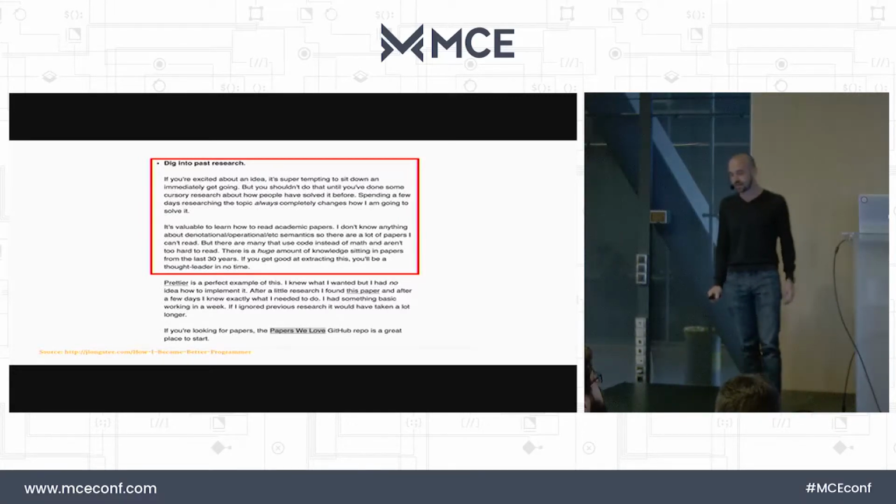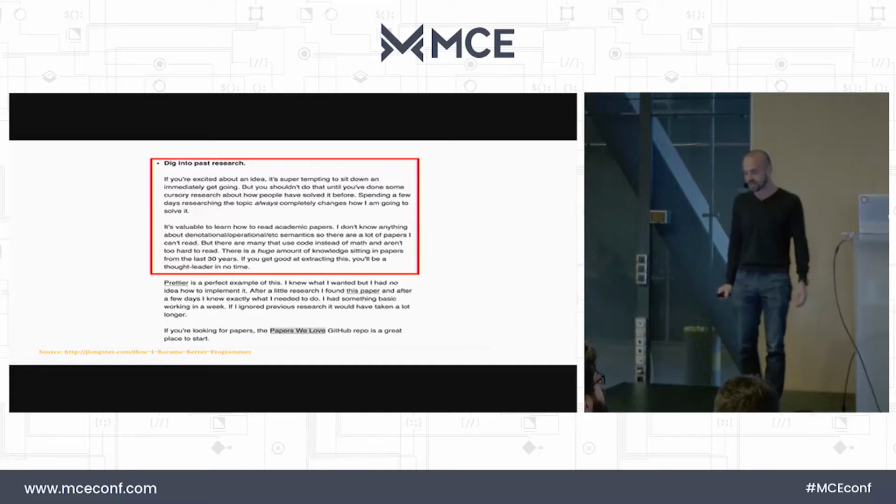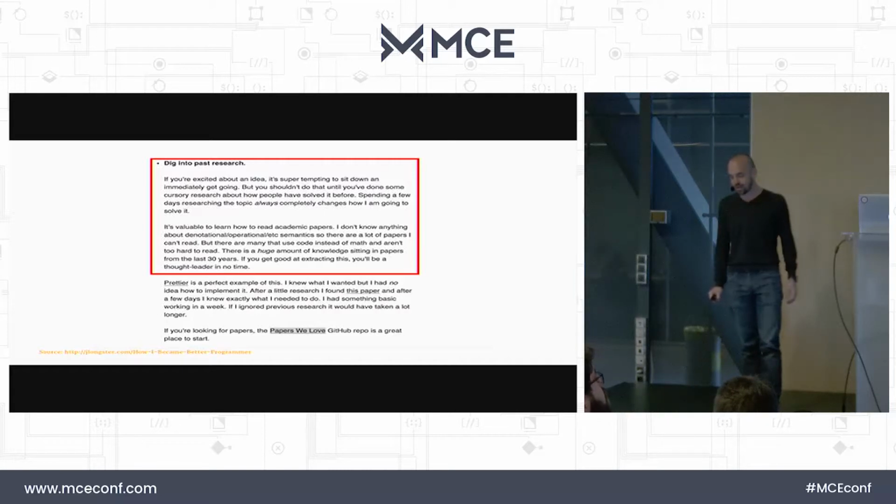If you're excited about an idea, it's super tempting to sit down and immediately get going. But you shouldn't do that until you've done some cursory research about how people have solved it before. Spending a few days researching the topic always completely changes how I'm going to solve it. It's valuable to learn how to read academic papers. I don't know anything about denotational, operational, etc. semantics, so there are a lot of papers I can't read. But there are many that use code instead of math and aren't too hard to read. There is a huge amount of knowledge sitting in papers from the last 30 years. If you get good at extracting this, you'll be a thought leader in no time.